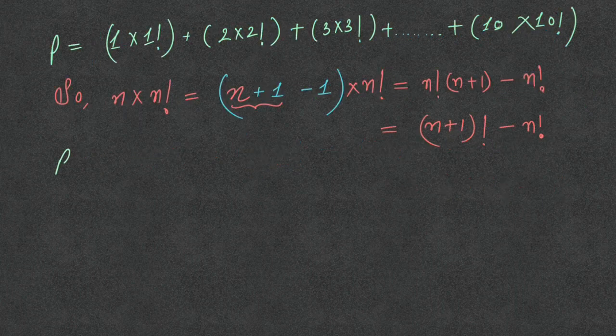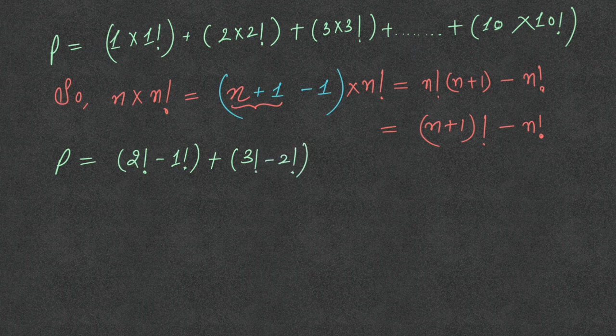Applying this, p becomes, for the first term, 2 factorial minus 1 factorial. For the second term, it becomes 3 factorial minus 2 factorial. For the third term, 4 factorial minus 3 factorial, and so on. And for the last term, it becomes 11 factorial minus 10 factorial.